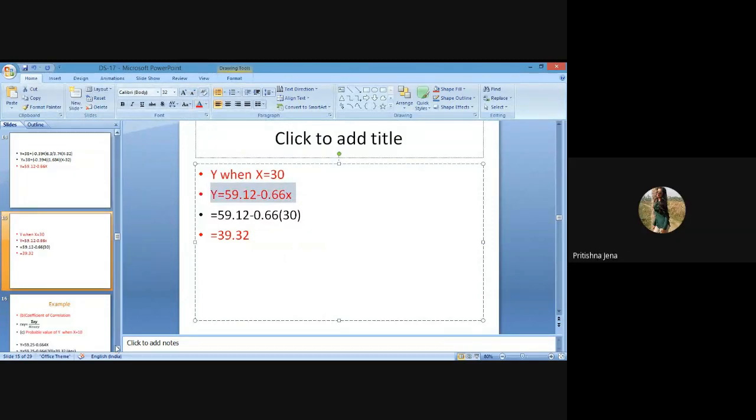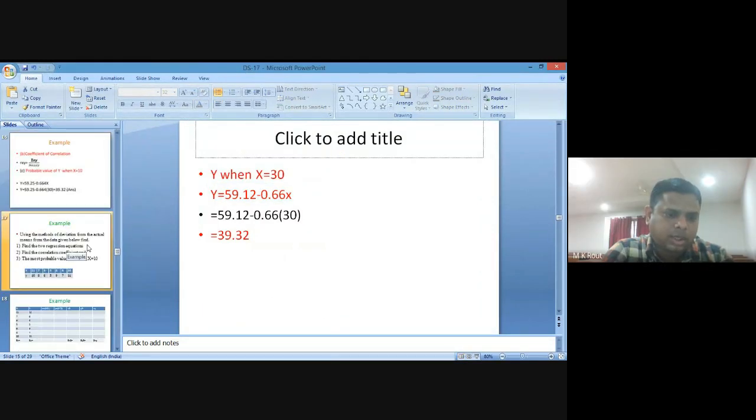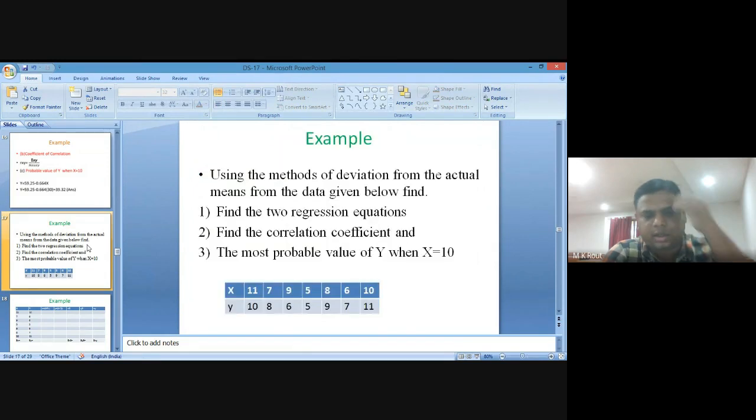Okay. Let's solve a small example from your side. Using the method of deviation from the actual mean, from the data given below, find the two regression equations, that is x on y and y on x. Find the correlation coefficient and the most probable value of y when x is equal to 10. Let's calculate.